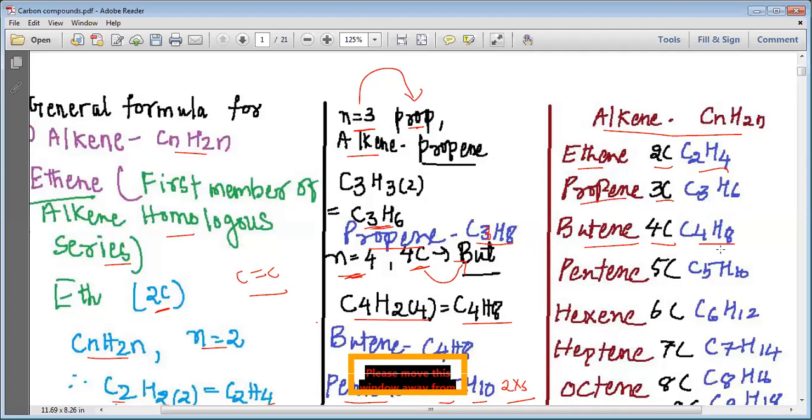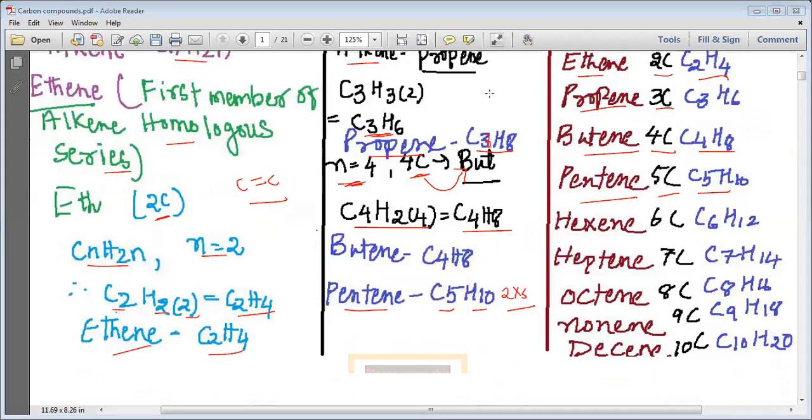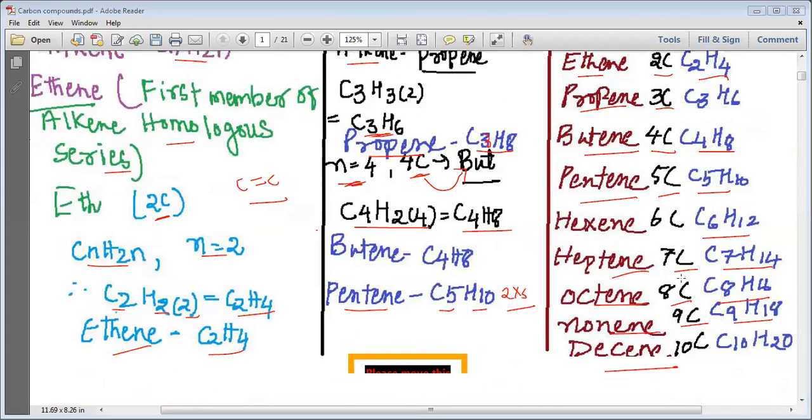Butene, that is 4 carbon, C4H8, pentene, that is 5 carbon, C5H10, hexene, that has 6 carbon, that is C6H12, heptene, that has 7 carbon, C7H14, octene, that has 8 carbon, C8H16, nonene, that has 9 carbon, C9H18, and decene, that has 10 carbon, C10H20.